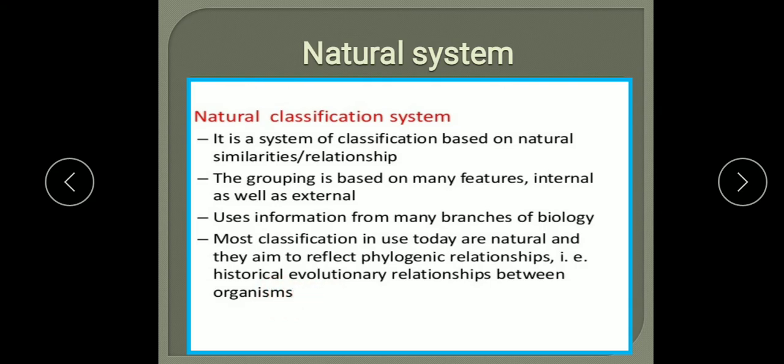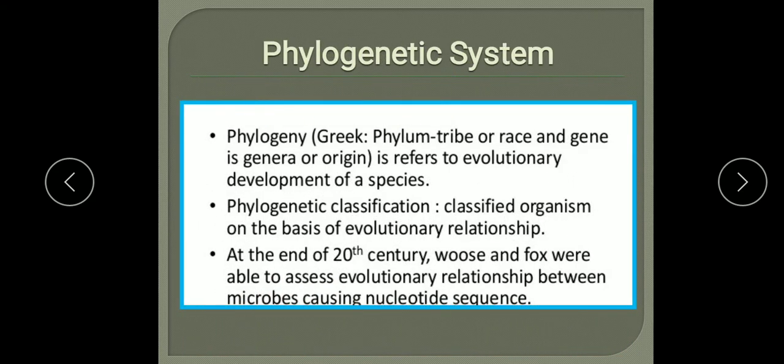So you have understood the natural classification system. Now we will see the phylogenetic system of classification. Phylogeny: phylum means the tribe or race, and genesis means origin. So phylogeny refers to the evolutionary development of a species, and phylogenetic classification is based on evolutionary relationship. This system of classification is mostly based on evolutionary relationship.